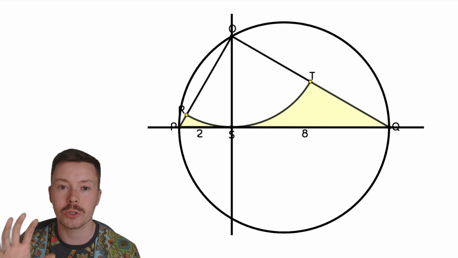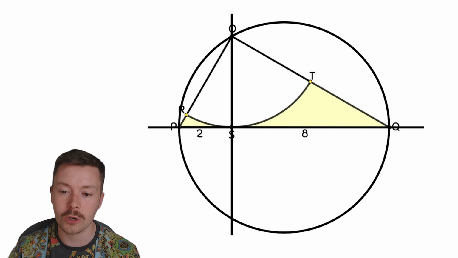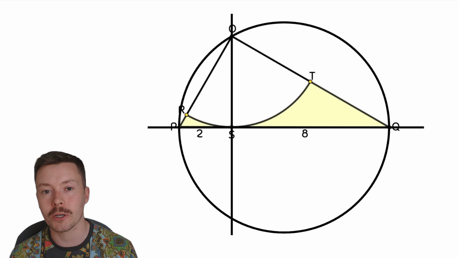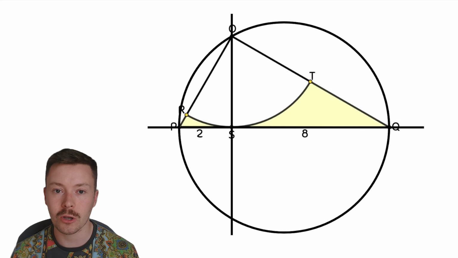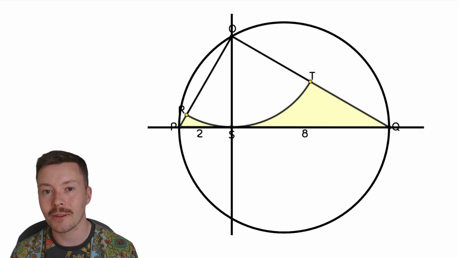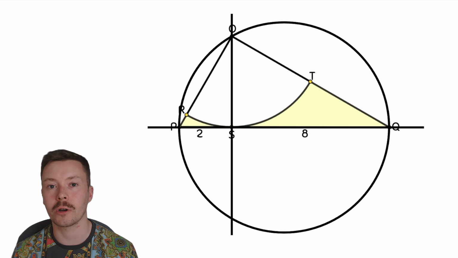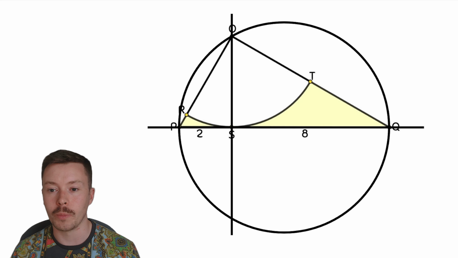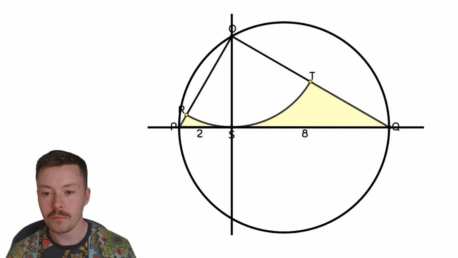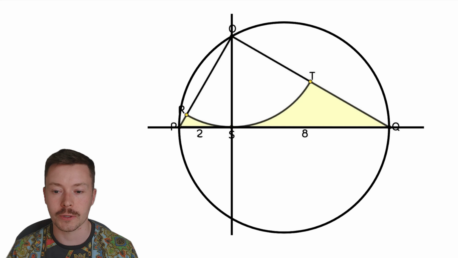Now, you'll notice I put a circle around it. The reason I put a circle around that shape is because I know that a right angled triangle will always fit inside a semicircle, and the hypotenuse of that right angled triangle will be the diameter of the circle or semicircle. And then the right angle will be on the circumference. So the right angle is at O, that's on the circumference.